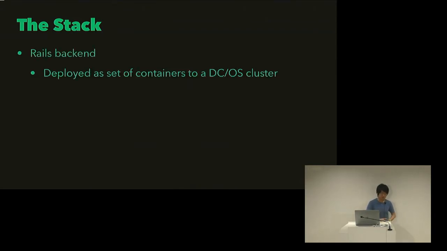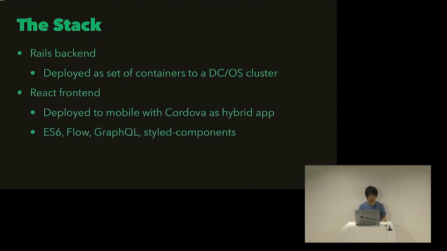So a bit of context around the talk. Our stack is a Rails backend, which is deployed as a set of containers to a DCOS cluster. We have a React frontend, which is deployed to mobile using Cordova as a hybrid app. And we use ES6, Flow, GraphQL, styled components for that. And we also use Buildkite for CI, which is what I understand Zendesk also uses, correct? No? It's Travis. Okay, never mind. Must be some other company then.